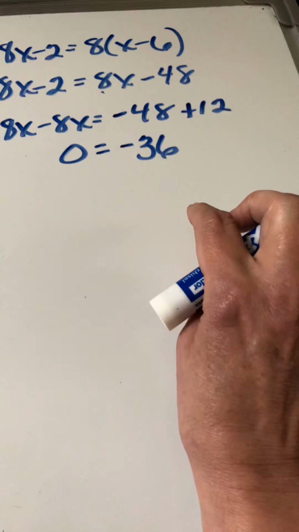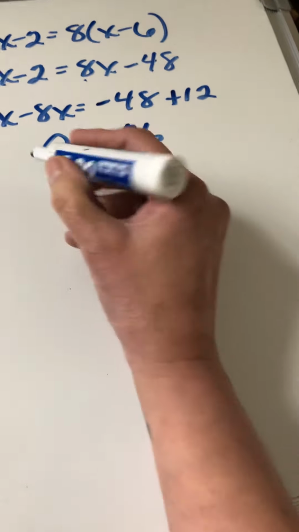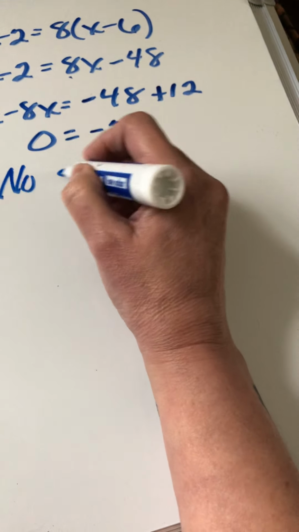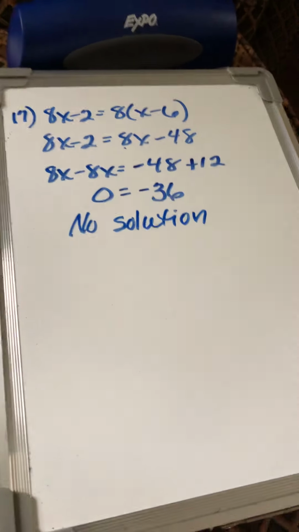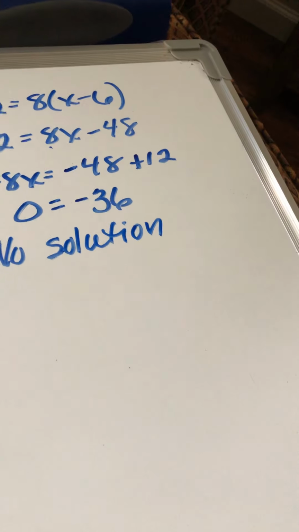This is not true. 0 does not equal -36, so that means that this is a problem without a solution. I think those are cool.